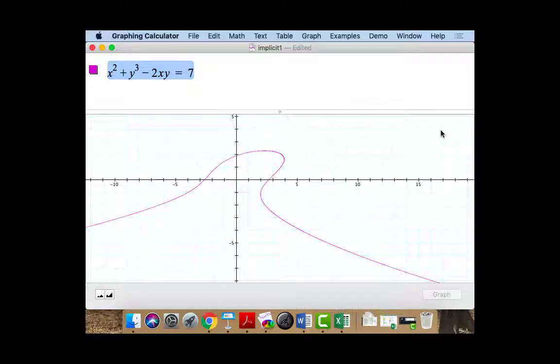But first of all, taking a look at this, there's a formula here, a relationship between x and y that's defined: x squared plus y cubed minus 2xy equals 7. And a graph that goes with it. Meaning, again, in this display, every part of this magenta curve is composed of infinitely many individual points. All of those points are xy pairs that make the statement true, just like any graph.